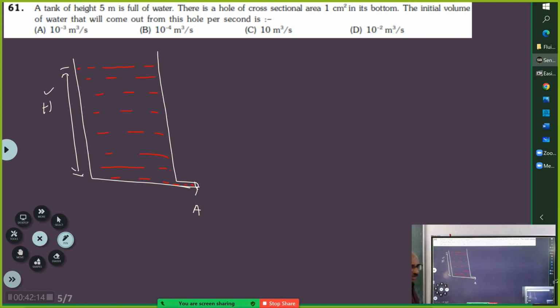So you apply Torricelli's law. Right. So the speed of efflux is root of 2gh. So directly you get this, root 2gh. And if you want to know how this formula has come, you can derive this from Bernoulli's theorem.